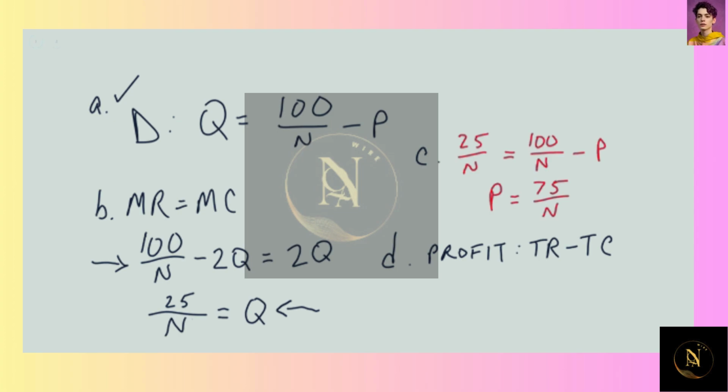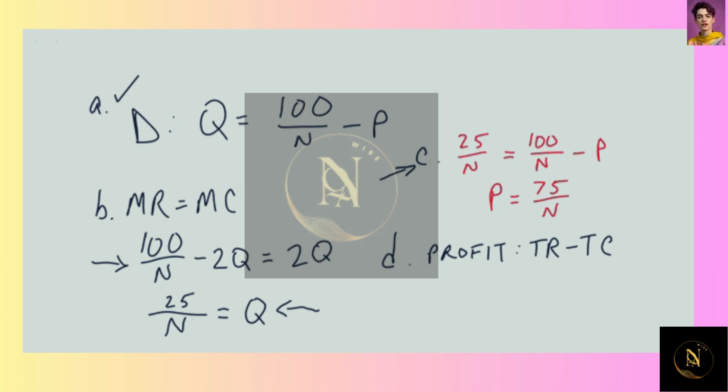Okay, for C, what price does each firm charge? Well, we know from the demand function that price is dependent upon Q and N, and we now know what Q is as a function of N. In other words, we can take the equations from part A and part B and put them together here in part C to get 25 over N equals 100 over N minus P, and then you just solve for P. Again, simple algebra, and you get 75 divided by N.